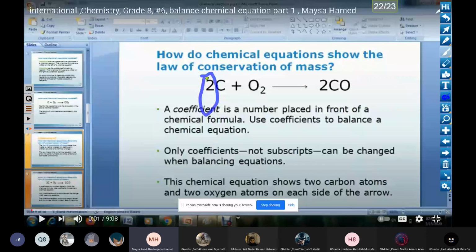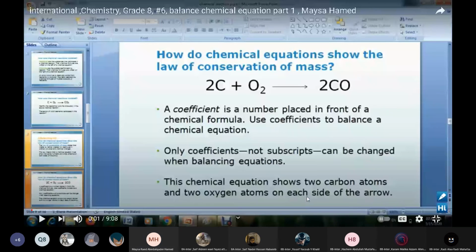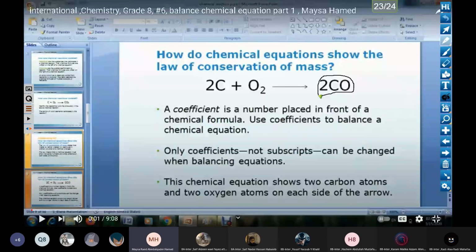Yes, miss. And this chemical equation that you have here on the screen shows, like we said, there are 2 carbon atoms and 2 oxygen atoms on each side. In the reactant, you see 2 carbon atoms, right? In the product, how many carbon atoms? 2. Good job. So in the product I have 2 carbon, and in the reactant I have 2 carbon atoms.